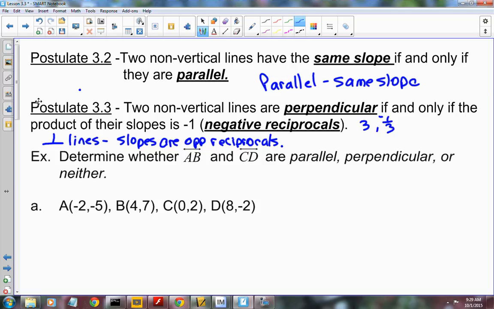What if one of them was 1? What would the perpendicular one to that be? -1, right? I think they have to be opposite signs. What if one of the slopes was undefined? What would the other one be? 0. So if they're perpendicular, then their slopes are opposite reciprocals. In these next few problems, we're going to determine whether these lines are parallel, perpendicular, or neither.